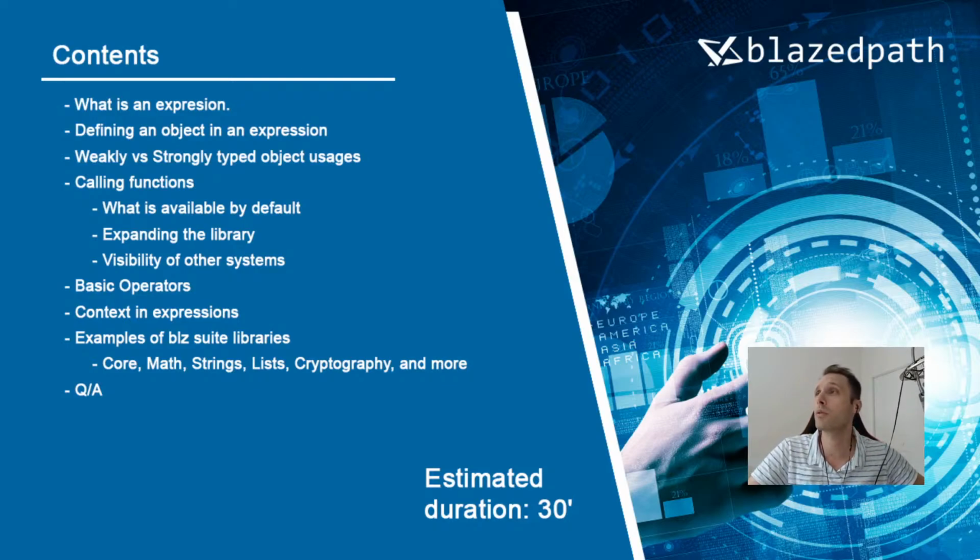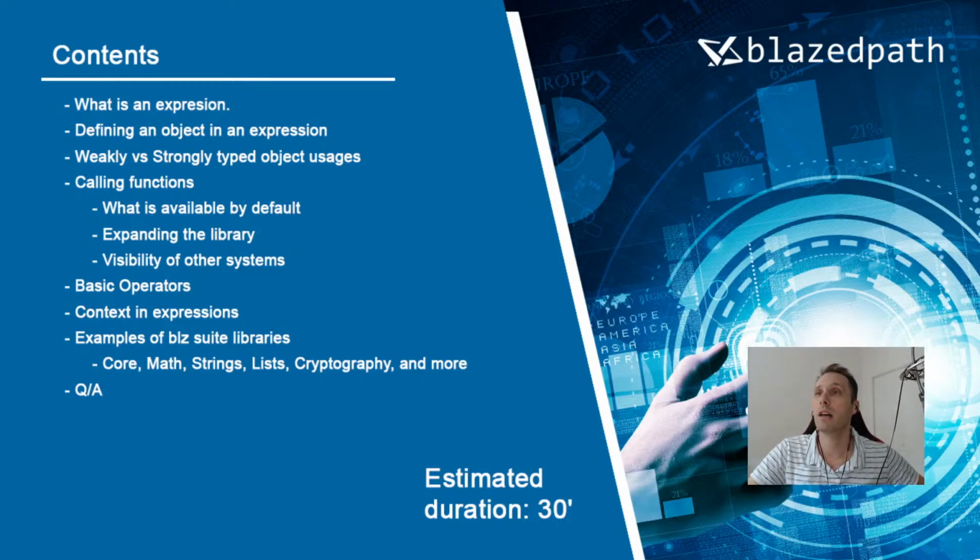Then we are going to show a couple of basic operators. Then we're going to talk about a very important subject, which is context in expressions. And then we are going to show you a couple of examples of the Blazedpath suite core libraries, which are pretty comprehensive, so you know how many there are, where you can find them, and a couple of examples so you can see how they are used and how to read the information they execute.